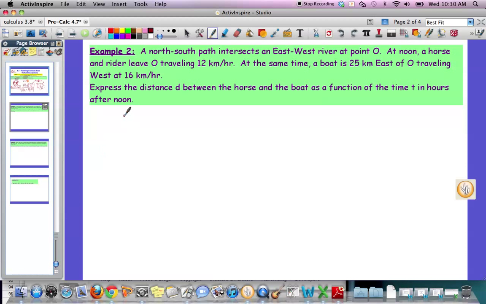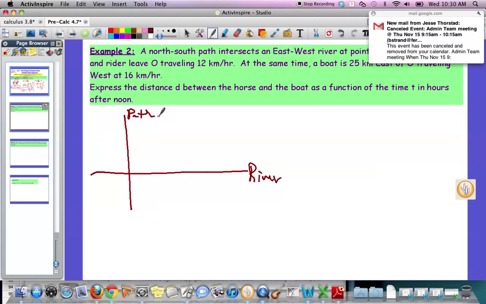Okay, so here's my path, and here's my river. That's why I'm not an art teacher. You guys see the river? You see the path. Okay. Just like the x-axis and the y-axis, right? There's my path.